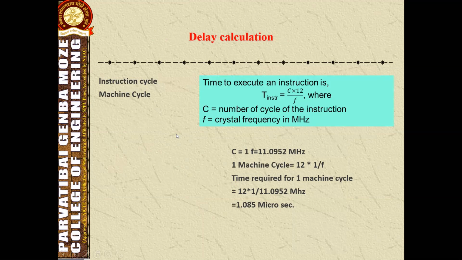Now let's see how the delay will be calculated. In the previous problem, we called the delay. For example, we loaded some values into R4 and R3, like the immediate values #255 and #250. So how much delay will be produced there? We are going to calculate this type of delay here.